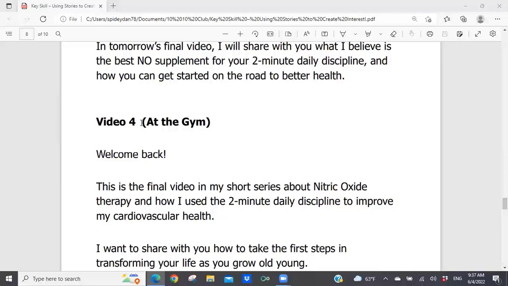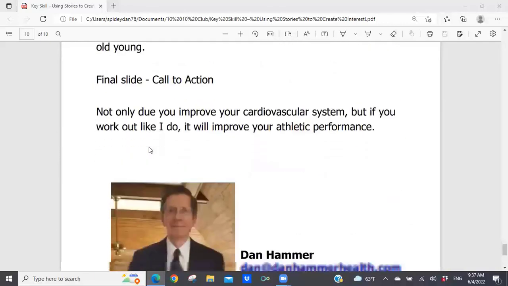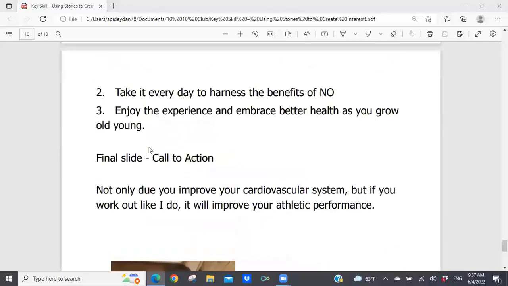David thought, well, why don't I do this outside the gym? And I said, okay, that would be good. And that's why we added this last line here, where it says, not only do you improve your cardiovascular system, but if you work out like I do, it will improve your athletic performance, which means that if his audience are anyone that are actually working out, now this gives them an additional reason for using Pro-Arginine Plus because it can improve their athletic performance.